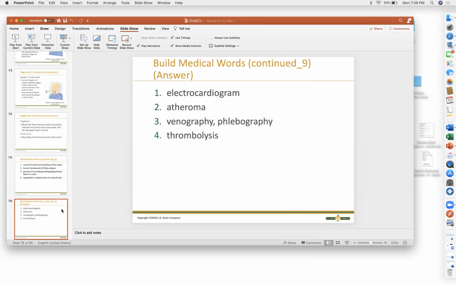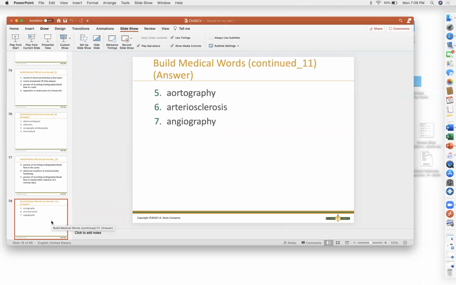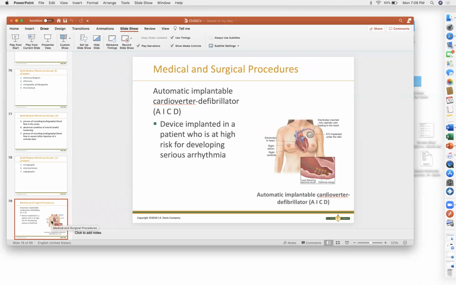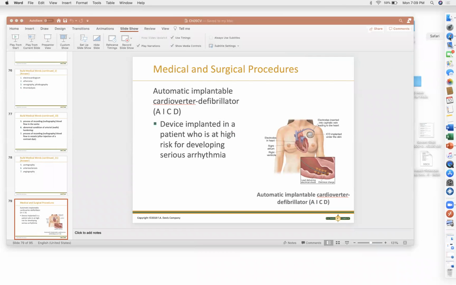We talked about atheroma, phlebography, thrombolytics, thrombolysis, angiography, arteriosclerosis, aortography, AICD. Now, what's a defibrillator? That's important. Defibrillator, or is a machine, right, or a process of no fibrillations. And what's fibrillations? The best way I can explain it to you is show it to you. How's that?